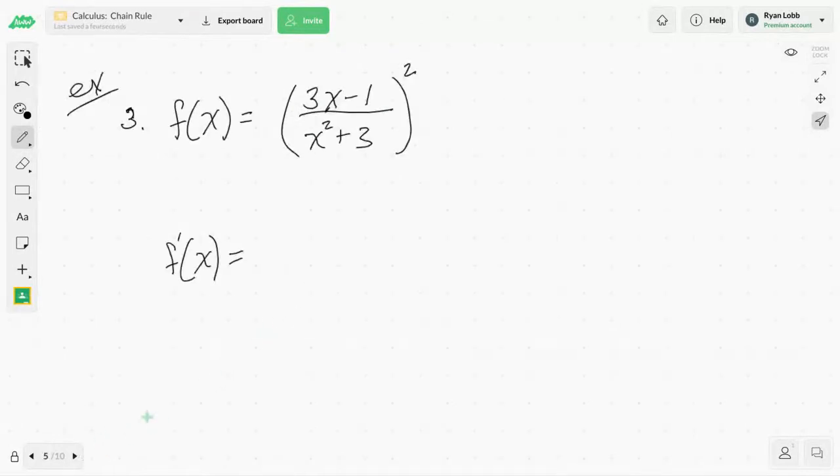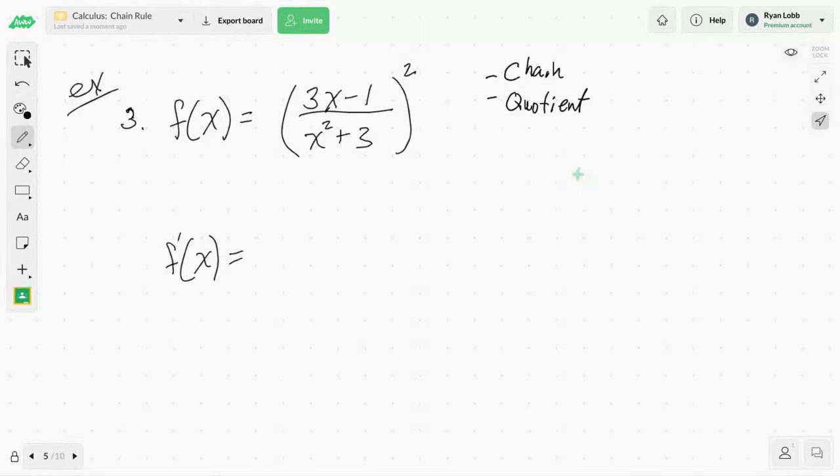All right, now if we go over here to this one, here you can see a quotient, but the quotient is the inside function, right? 3x minus 1 divided by x squared plus 3 is inside this squared function, this power function. So in this case, the hierarchy is really that we're doing a chain rule first, right? Then followed by quotient rule, okay? So that's really what we're doing first, okay?